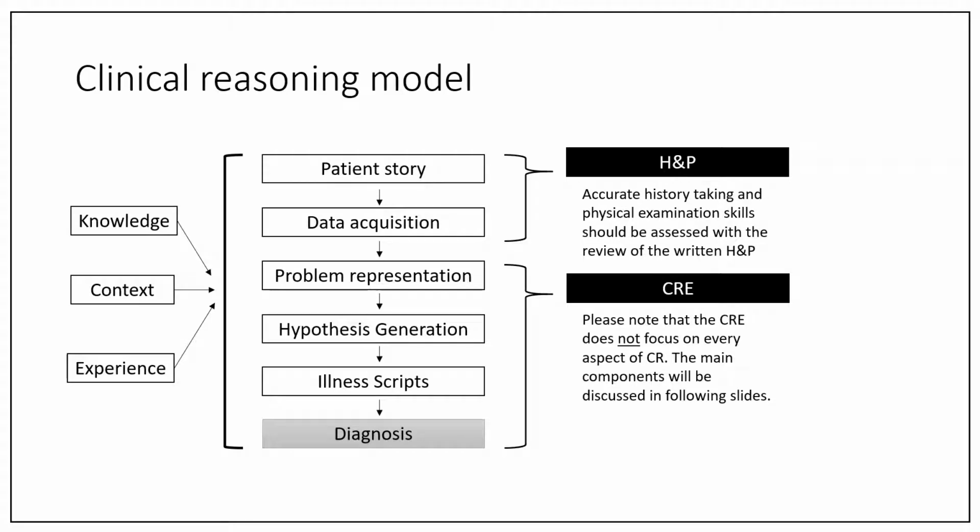This slide shows a model that was outlined in an article published in the New England Journal of Medicine back in 2006. While clinical reasoning can be very complex, this framework outlines a comprehensive yet clear process. An additional point that I would like to make on this slide is differentiating between the roles of the H&P and CRE. You'll notice that the first 2 elements, the patient's story and data acquisition, are going to be best assessed by the H&P. The remainder of the clinical reasoning elements, however, are going to be covered by the CRE, and we will discuss them in the following slides.